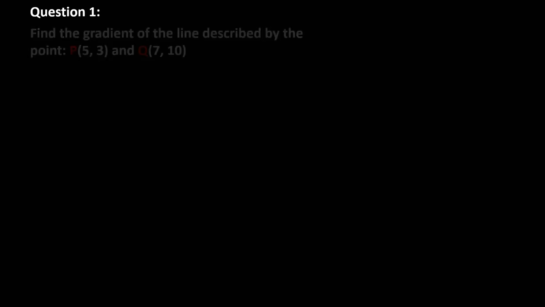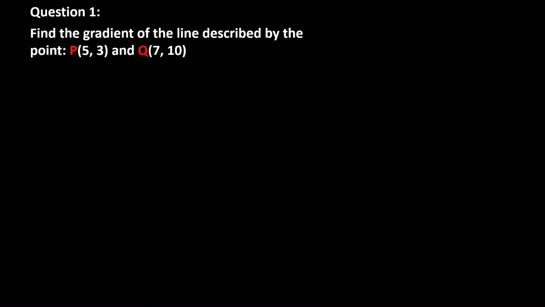Now, another question can come this way, just the same as the first one. You could be asked to find the gradient between 2 points. You can't be asked to find the gradient of 1 point. You can only be asked to find the gradient described by 2 points, or the gradient of a line passing through 2 points. So here you should find the gradient of the line described by the points, point P and point Q.